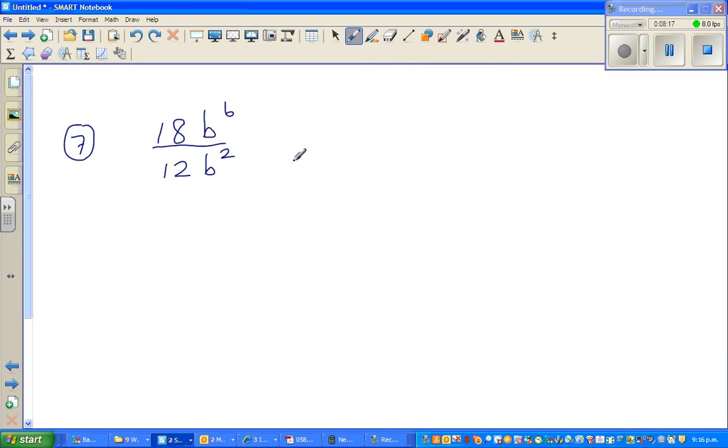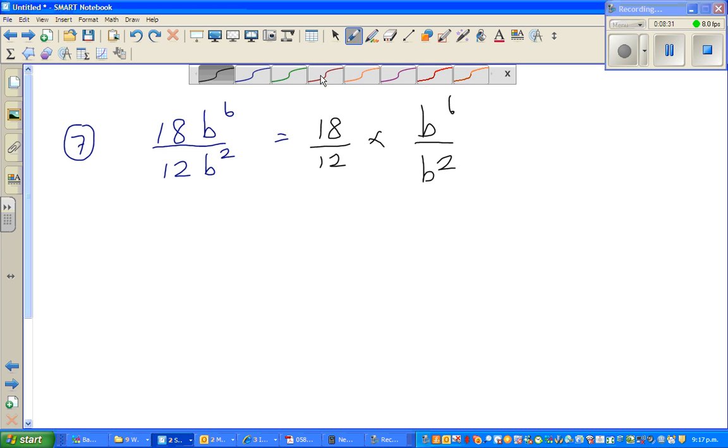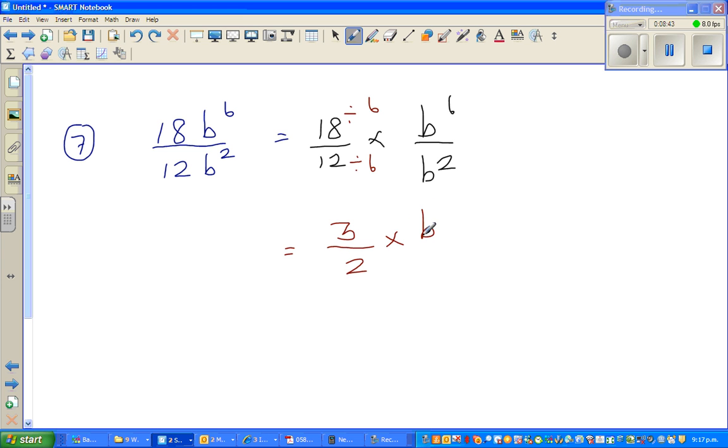Okay, so this is the same rule, but the only difference is, let me change color. This is 18 divided by 12 times b to the power 6 divided by b squared. Now you can divide both 18 and 12 by 6. So 18 divided by 6 is 3 over 2 times b to the power 6 minus 2. So you can write the final answer as 1.5 b to the power 4.